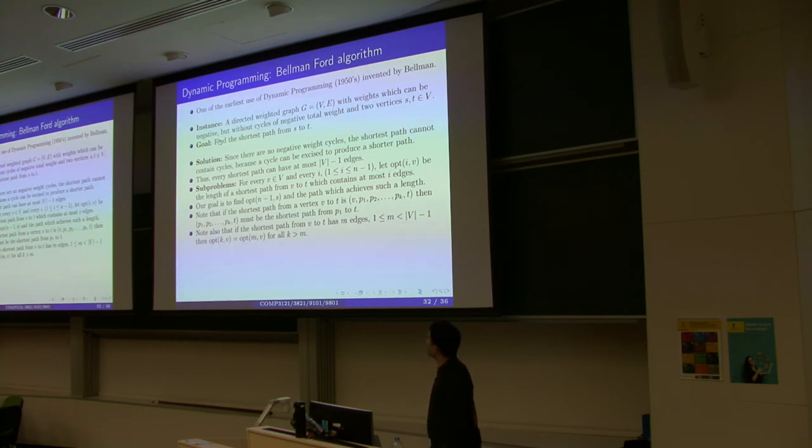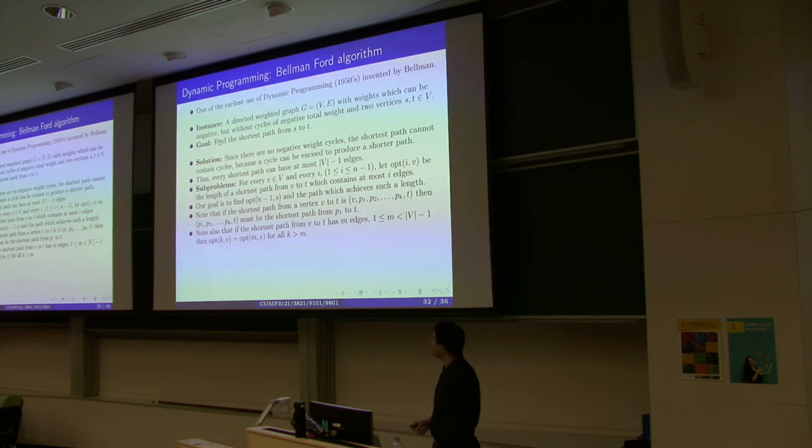One other observation we have here is that if we have the shortest path from v to t, which has m edges, where m is some value between 1 and n minus 1, then opt(k, v) is equal to opt(m, v) for all k greater than m. And that is because if we have already restricted ourselves to i edges here, and we increase the number of edges, then we can only do better, we cannot do worse.